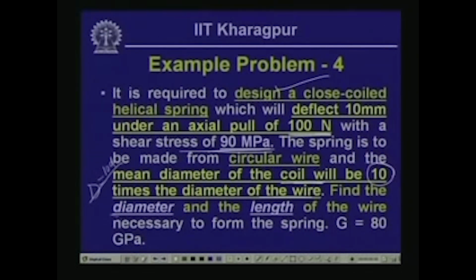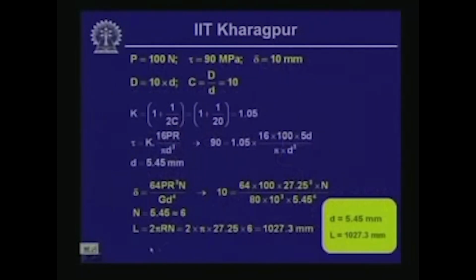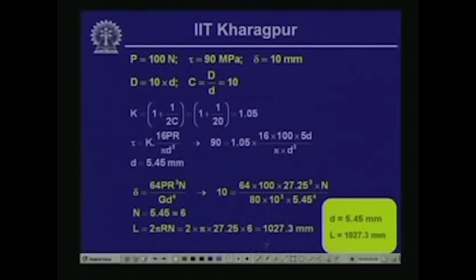So, you will have to find out the diameter and the length of the wire, so that the spring can be formed out of it. G is given as 80 gigapascal. Now, here what is given is the load P, 100 Newton, and the allowable shearing stress is equal to 90 megapascal. Also, the maximum deflection that is allowed is equal to 10 millimeter.